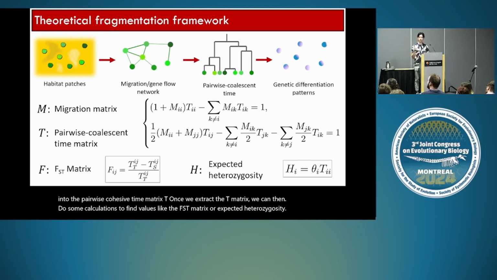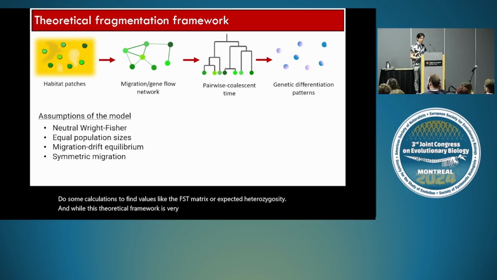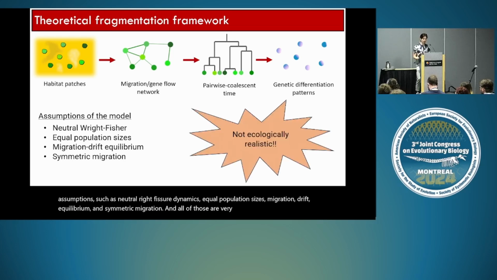And while this theoretical framework is very nice, it relies on some very stringent assumptions, such as neutral Wright-Fisher dynamics, equal population sizes, migration-drift equilibrium, and symmetric migration. And all of those are very hard assumptions, and more importantly, they're not ecologically realistic at all. I already showed you that our subpopulations have different sizes, so even from that first glance, this theory doesn't apply very well.